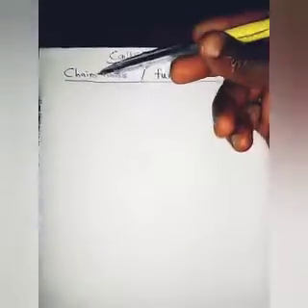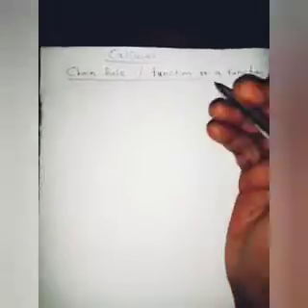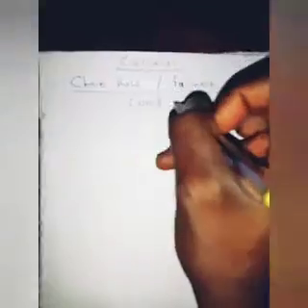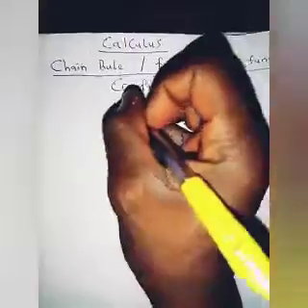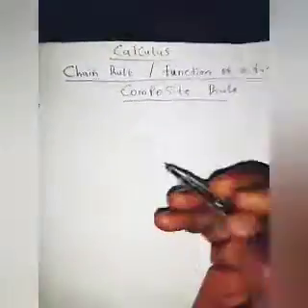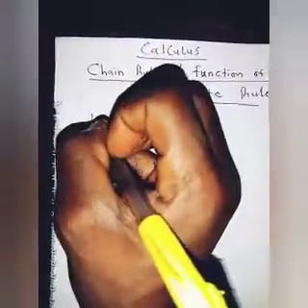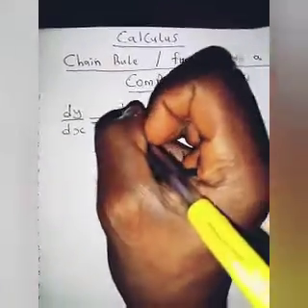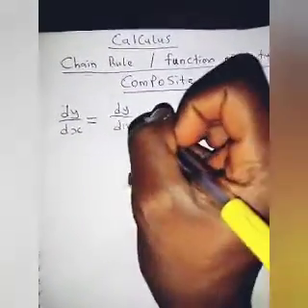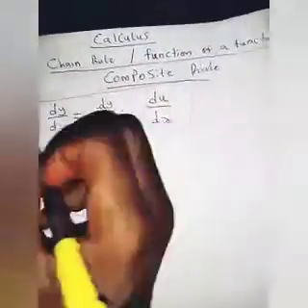So we'll be looking at chain rule, which is also known as function of a function, or composite rule, or chain rule. So chain rule, let's look at what chain rule is talking about. Chain rule is talking about when we have dy over dx is going to be equal to dy over du times du over dx. This is what we call chain rule.